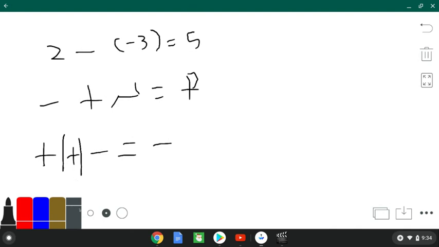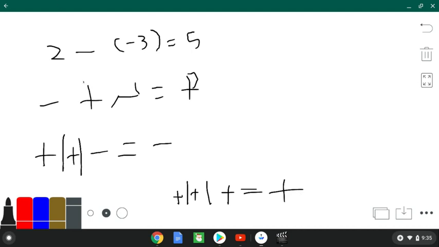So, a negative plus a negative equals a negative, and do not ask me why. Next thing is a positive plus a positive equals a positive. And wait, I need to check something right now. Give me a moment, sorry. Yeah, so that's basically how negative numbers are.